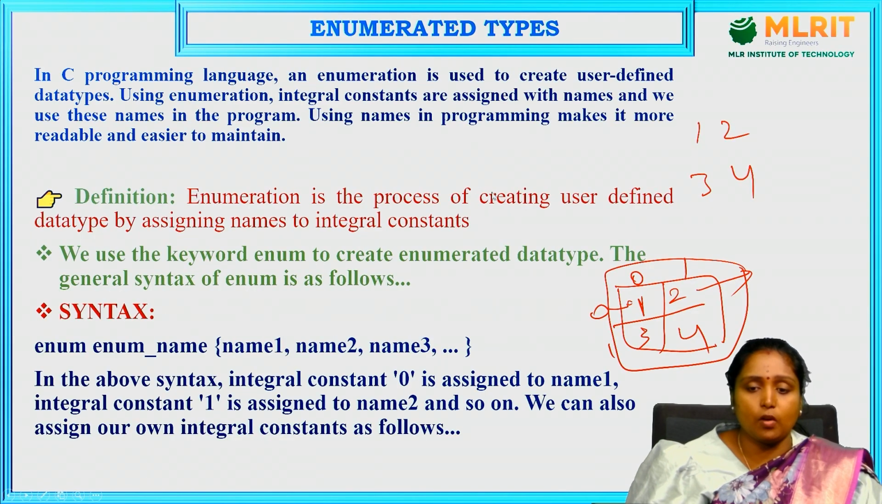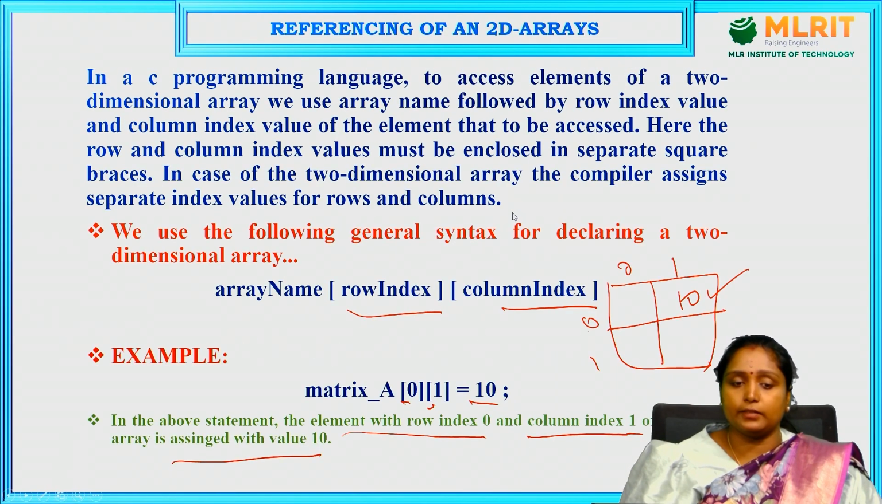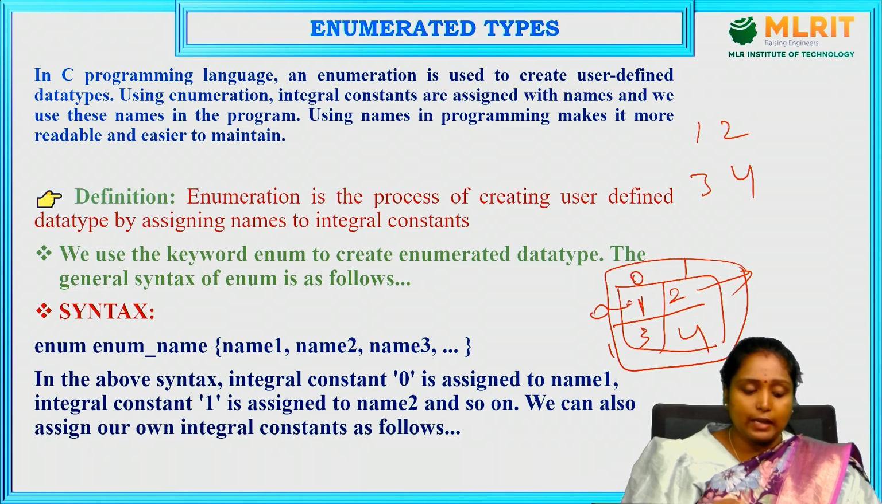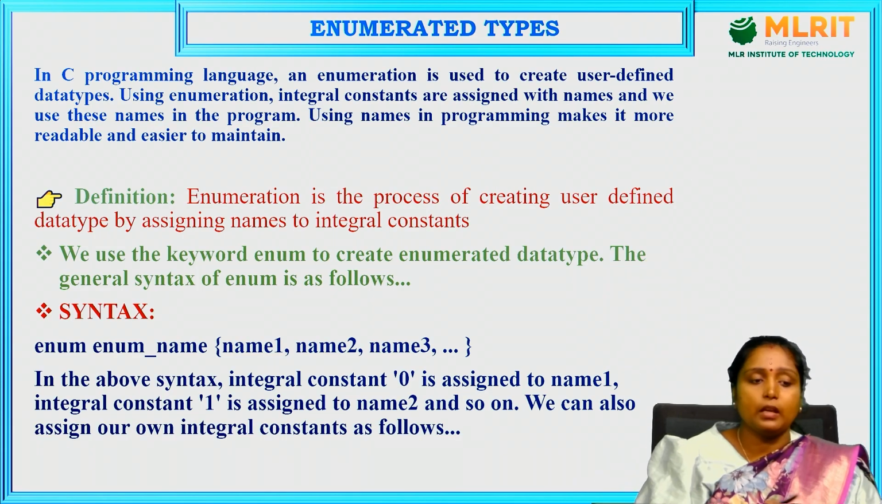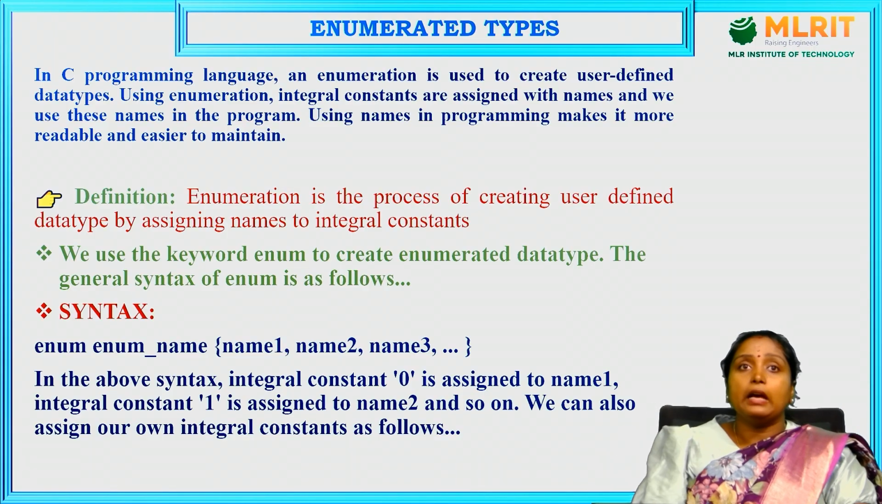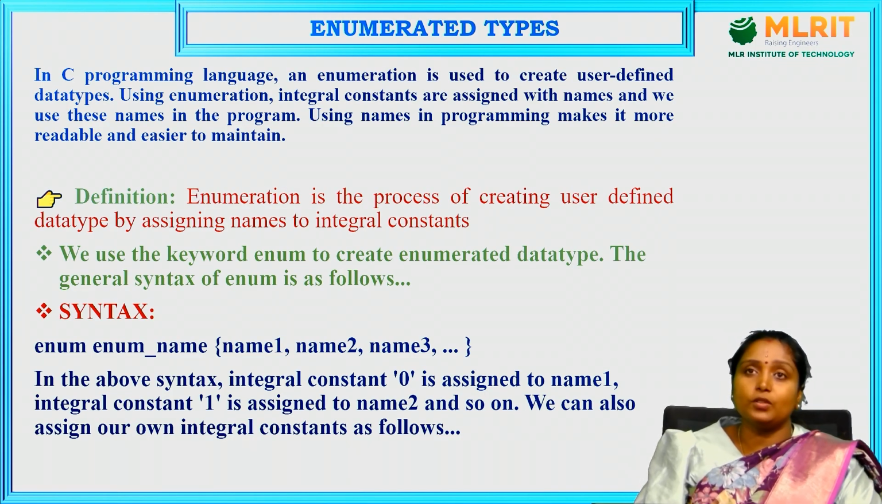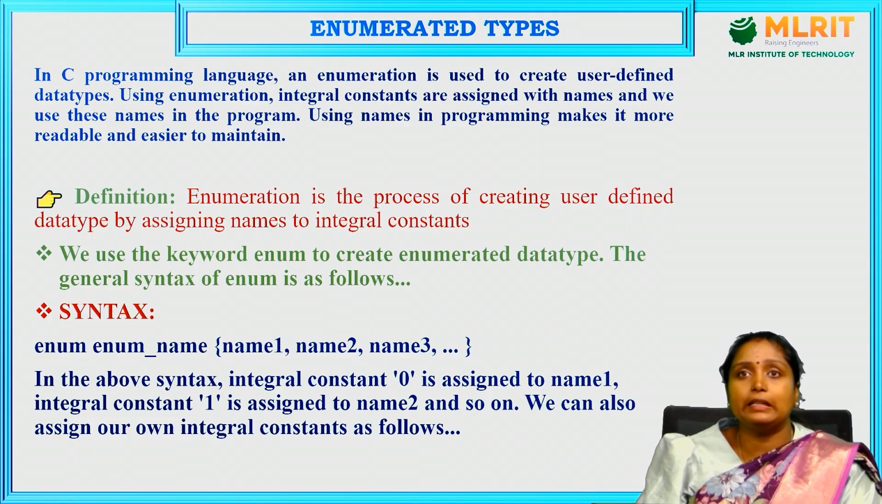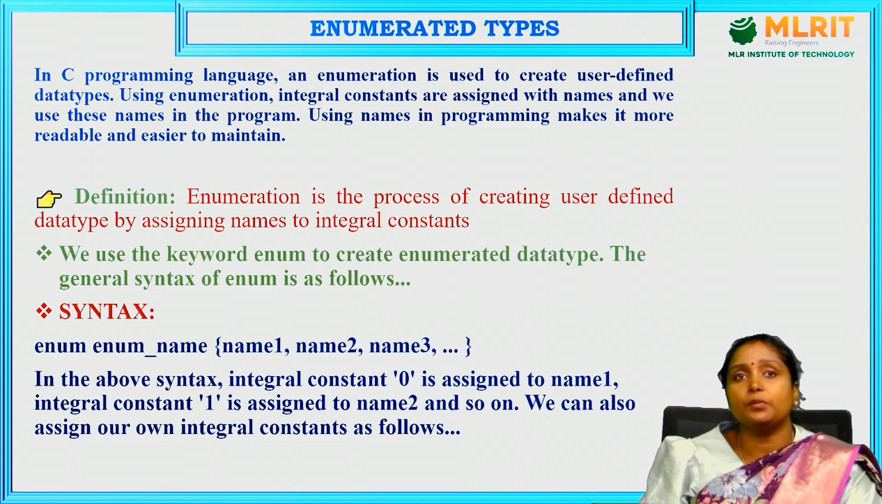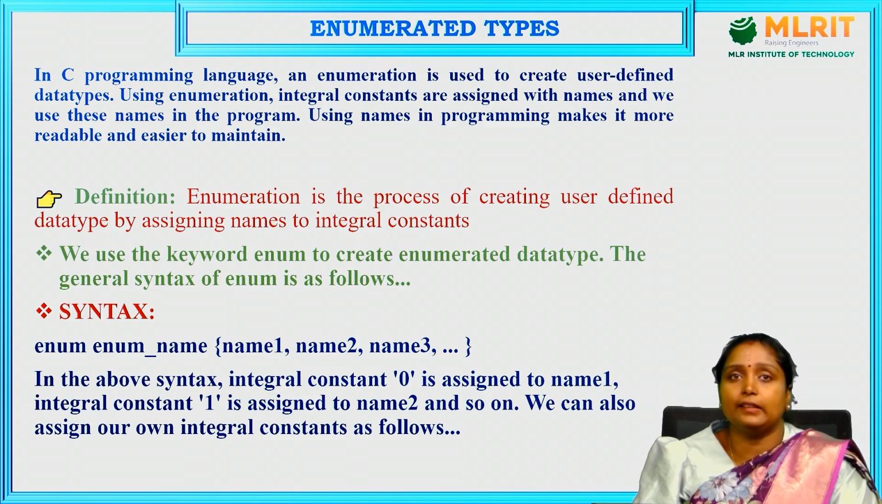So this is all about two-dimensional arrays. Next, coming to the enumerated types. Enumerated types are a user-defined data type used to store integral constants assigned with names, and we use these names in the program. Using names in programming is more readable and easy to maintain.